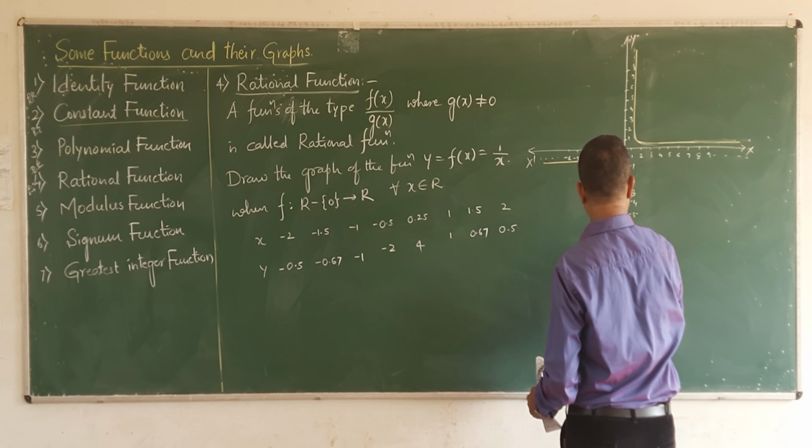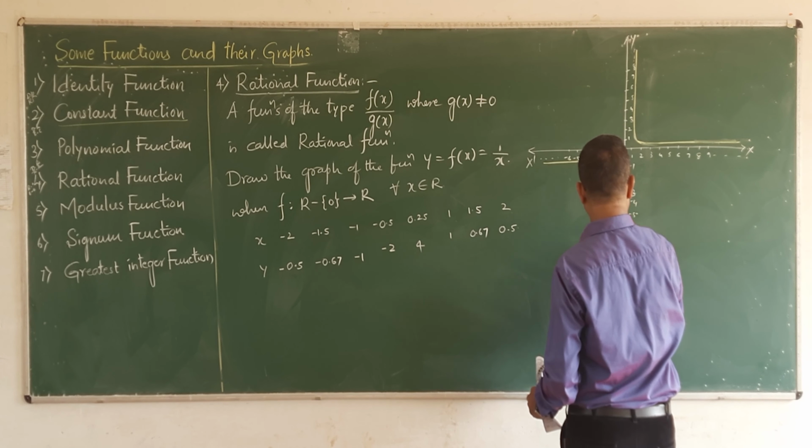This is the graph of the rational function. That is asked in the final exam. Now the question: define a rational function. Draw the graph of the rational function y is equal to f of x, that is equal to 1 by x, and write the domain and range. So now here the definition: a function of the type f of x upon g of x, where g of x is not equal to 0, such a function is known as a rational function.